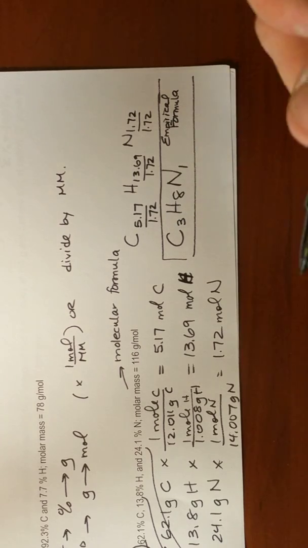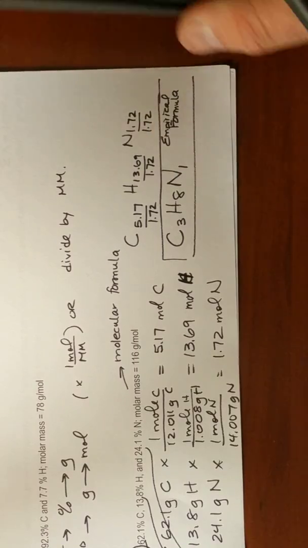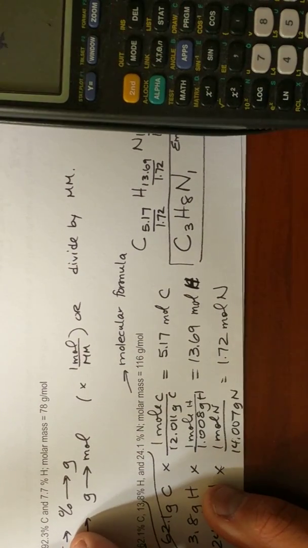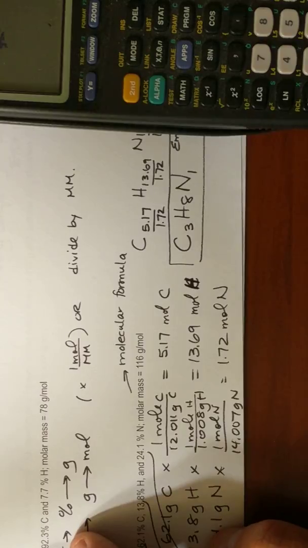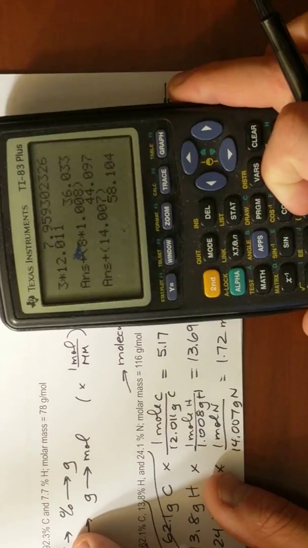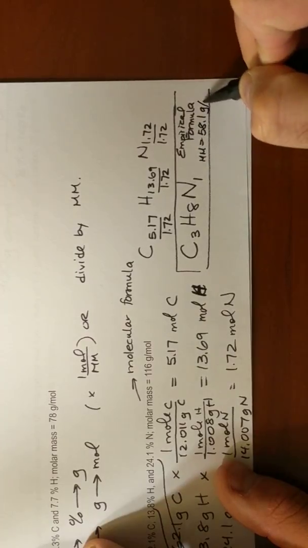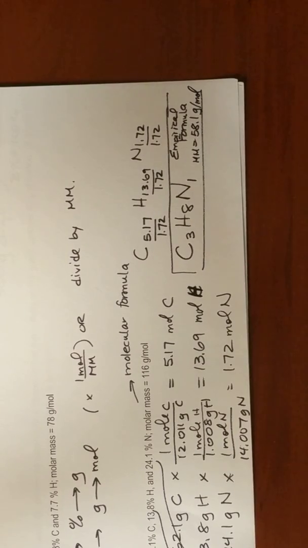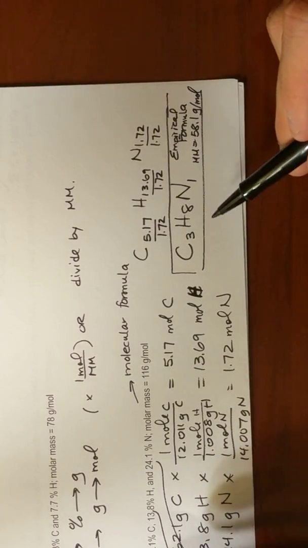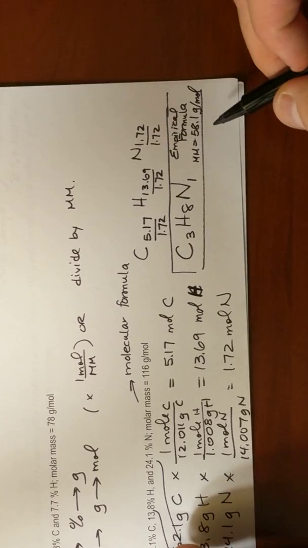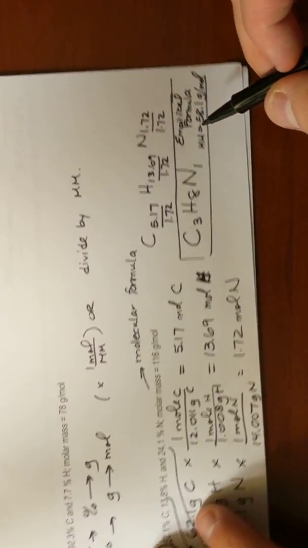Now, get in the habit of doing this, but I'm going to get the molar mass of this. So the molar mass of this would be 3 times 12.011 plus 8 times 1.008 plus 14.007. And I get a molar mass of 58.1. Molar mass is 58.1 grams per mole. I'm rounding, I'm not using significant figures. All right, so this is my empirical formula. It's the simplest ratio. And the molar mass of my empirical formula is about 58.1.